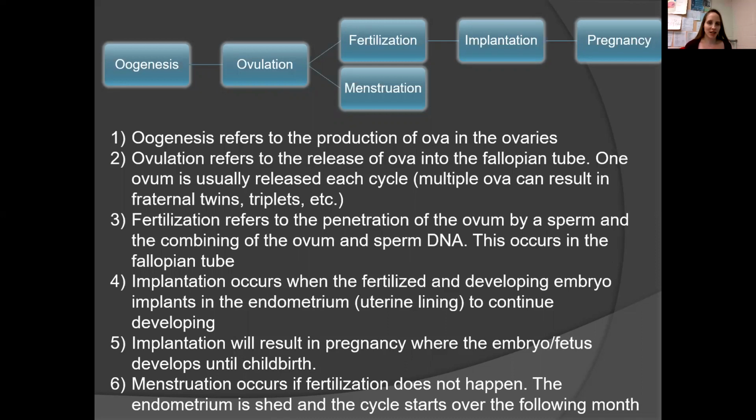Then there's implantation, which is what happens when the developing zygote burrows its way into the endometrium, the inner layer of the uterus. Implantation then results in pregnancy as that embryo and then fetus further develops. If fertilization and implantation don't happen, instead menstruation will occur, which is when the endometrium, that inner lining of the uterus, is shed.